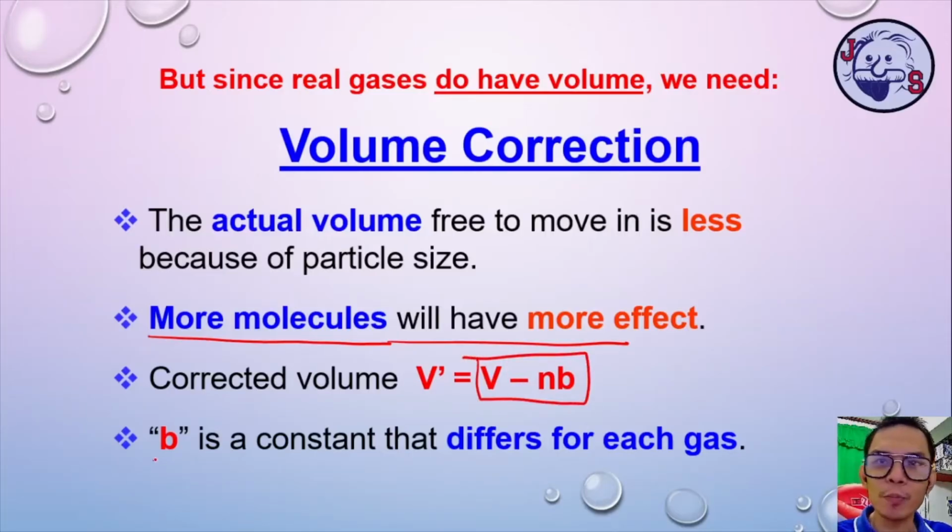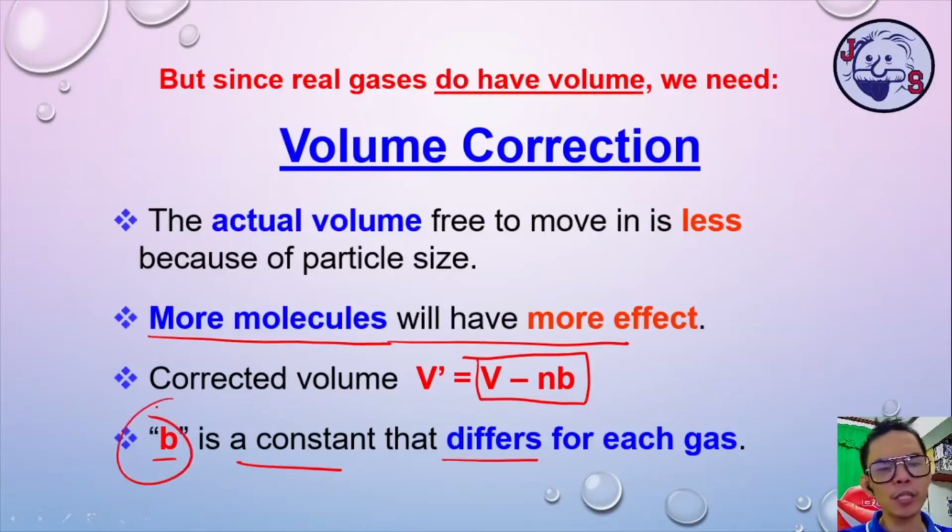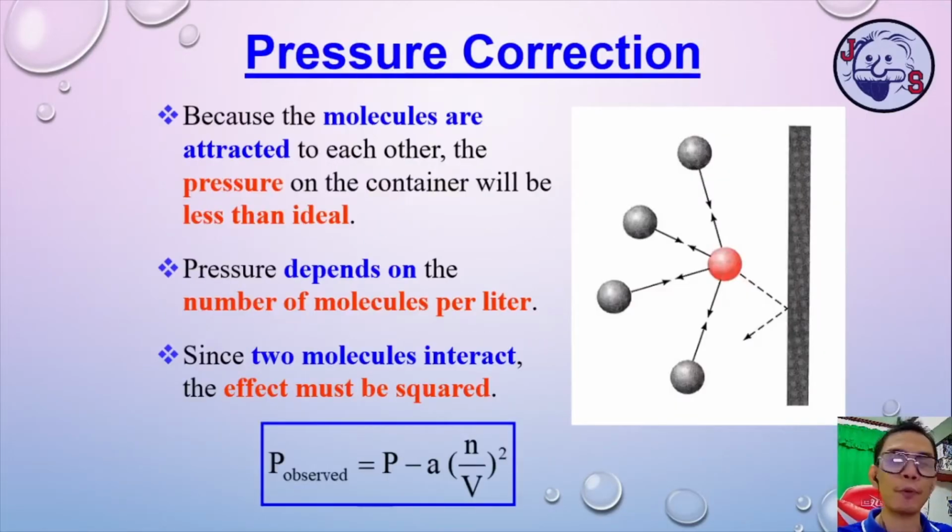So what is this B? B is a constant, and I will show you the table later. B differs for every gas. Not all gases are created equal. B talks about the particle size, and the greater the particle size of the gas molecules, the greater the effect on its volume. So that's the B. I will show you that later when we go to the pressure correction.